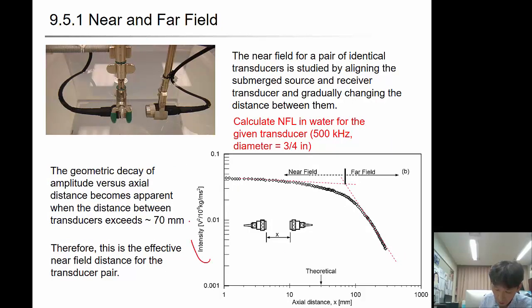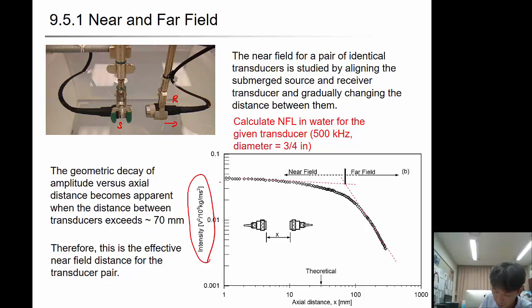When we look at the intensity, or the pressure, or you can say the amplitude, the near field for a pair of identical transducers is studied by aligning the submerged source and receiver transducer and gradually changing the distance between them. So you're fixing this source, and this is the receiver, and you're moving this receiver away from the source.